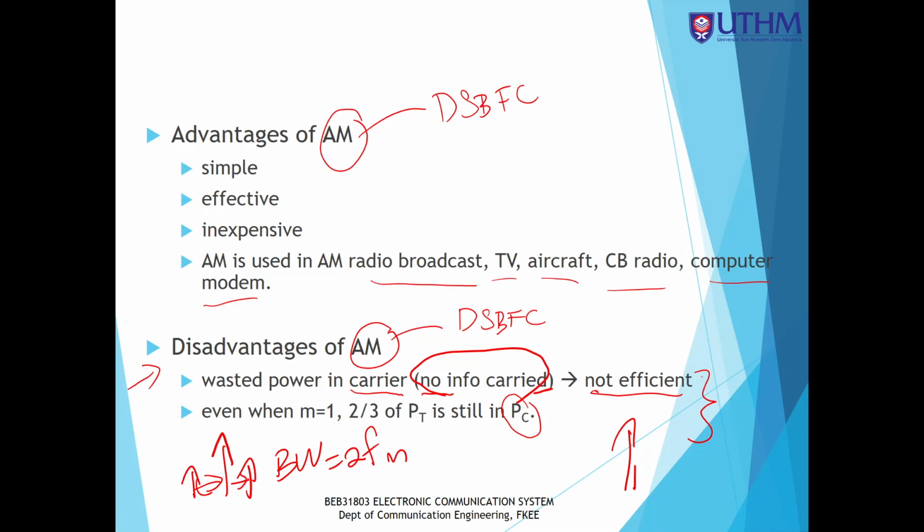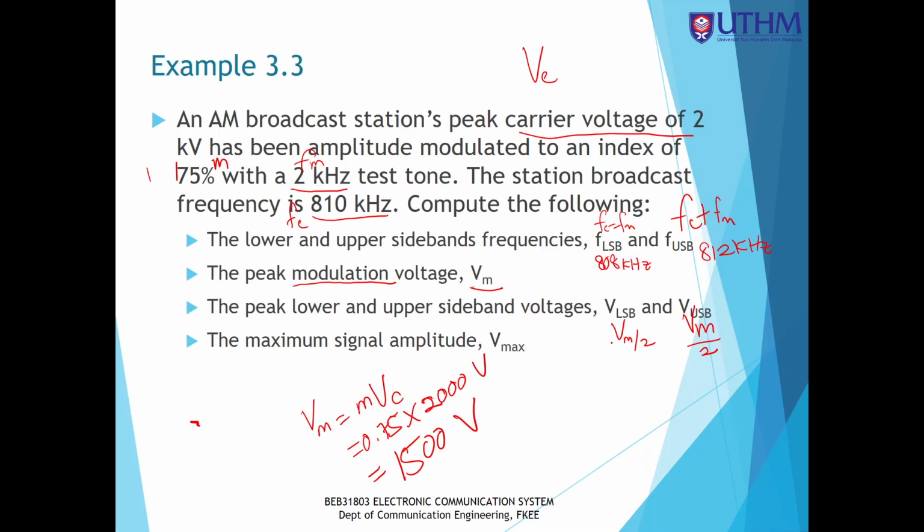Okay, and then the peak lower and upper side voltage, VLSB, and also the VUSB. So VLSB and VUSB, you can write this is Vm over 2. Okay, Vm per 2 dan juga Vm per 2. So that means you can write here VLSB equal to VUSB equal to 1500 divide with 2, so you get 750 volt.